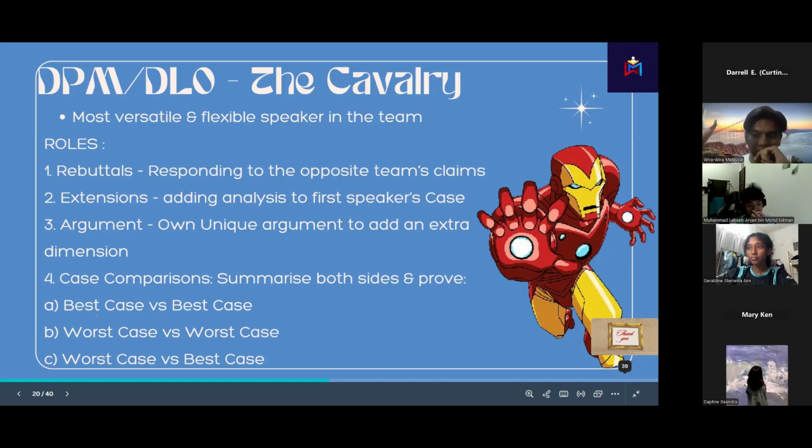The last thing you should want to do as a second speaker, especially in DLO, though you can do it in DPM as well, is this: at this point you already know what the basic argumentation is from both teams. You want to compare to judges what the best case of both sides is, right? If both teams were able to succeed in the ways explained, why is my team's solution still better? Second, judge, if both teams were to fail because the world is so uncertain and volatile, why is our worst case still a better world to live in compared to their entire horrific world?